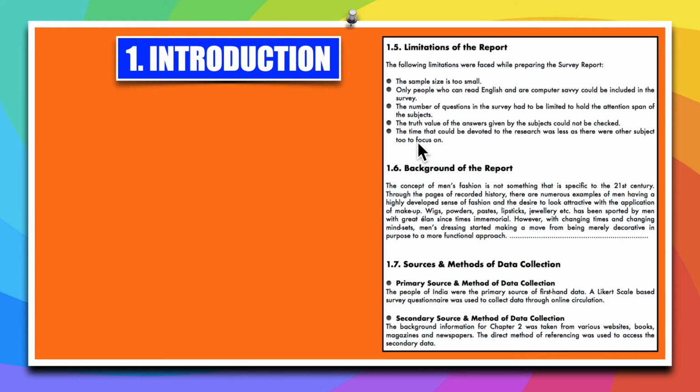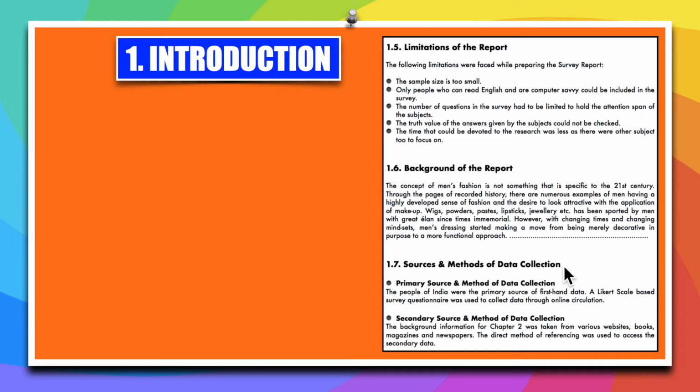The next subsection is the background of the report. Here you post a short one paragraph or maybe two paragraphs to establish a little bit of a background on the topic. I will not read the subsection. I will skip to the next subsection, which is the sources and methods of data collection.